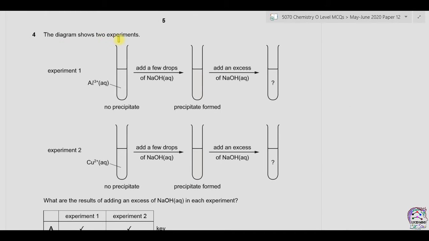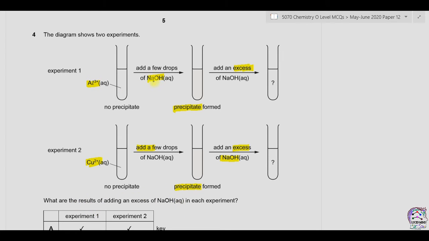Question 4. The diagram shows 2 experiments. In experiment 1 they have taken aluminum ion. There is no precipitate, it means it is the solution of aluminum. Then they added a few drops of sodium hydroxide and a precipitate is formed. Then they added an excess of sodium hydroxide and we have to find out the observation. In experiment 2, they have taken the solution of copper ions and then they again added a few drops of sodium hydroxide and a precipitate is formed. When added excess of sodium hydroxide, what happens? So we have to find out the results.